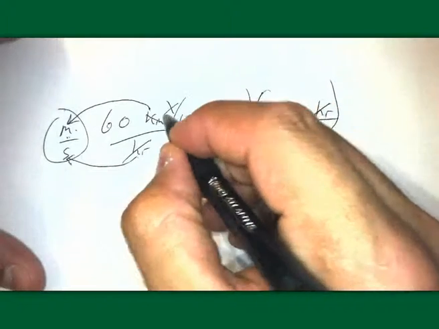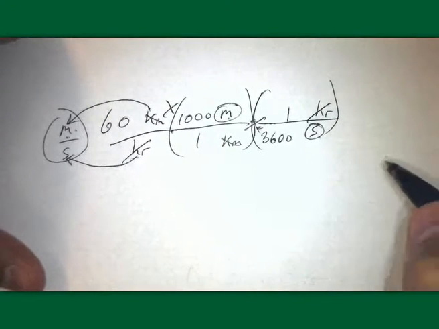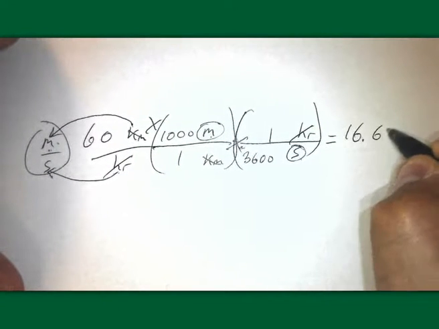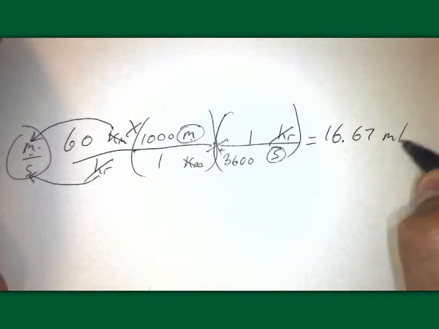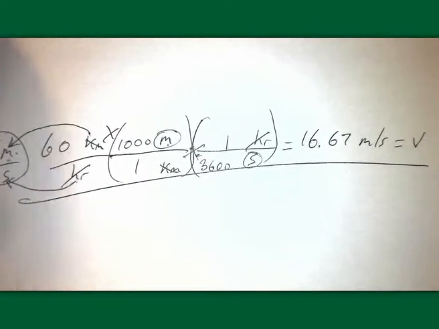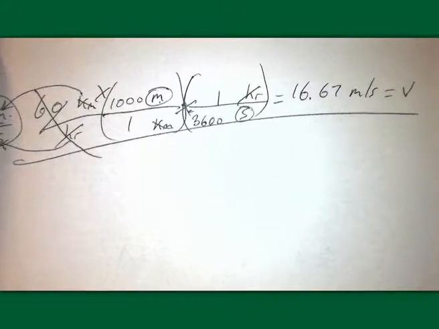So I will do 60 times 1,000 divided by 3,600, and you don't necessarily have to do it in that order. If you do that, you will end up with 16.67 meters per second, right? So that is now your speed, right? You can't use this one anymore. You can't use 60. So that's now our speed.